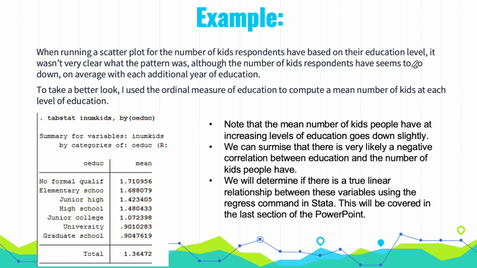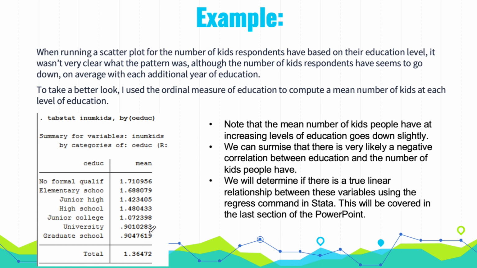When running a scatter plot for the number of kids respondents have based on their education level, it wasn't very clear what the pattern was, although the number of kids respondents have seemed to go down on average with each additional year of education. To take a better look, I used the ordinal measure of education to compute a mean number of kids at each level of education. As highest level of education attained increases, it seems like the average number of kids goes down.